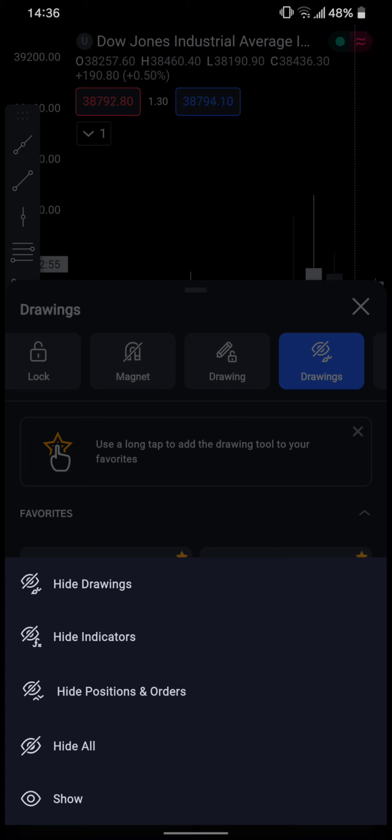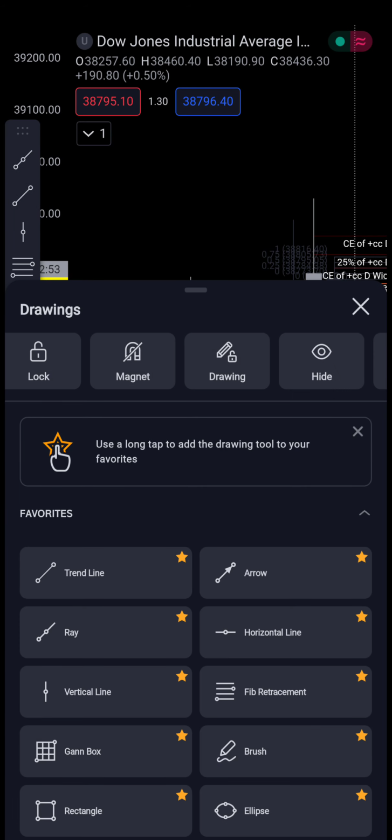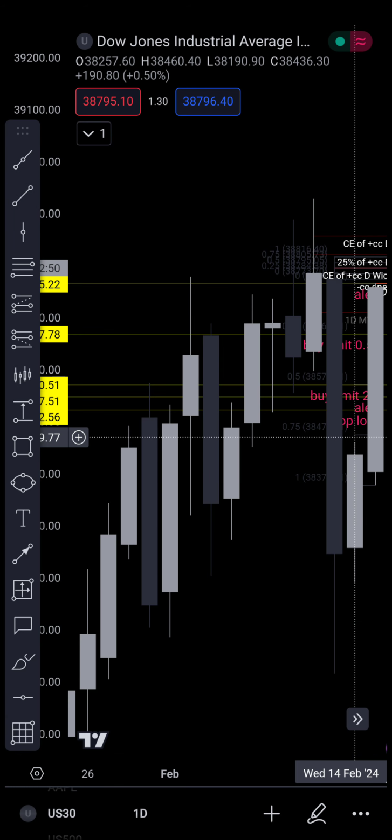So I understand. Okay, so show indicators. Show no indicators here, but show the drawings. Okay, so now we're about to go on to the 5-minute chart.